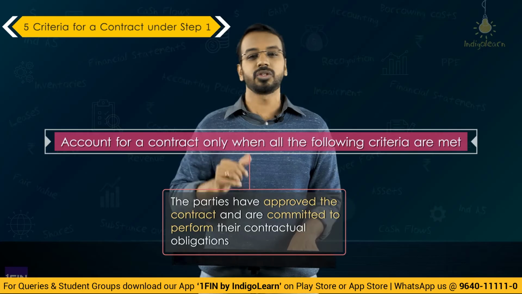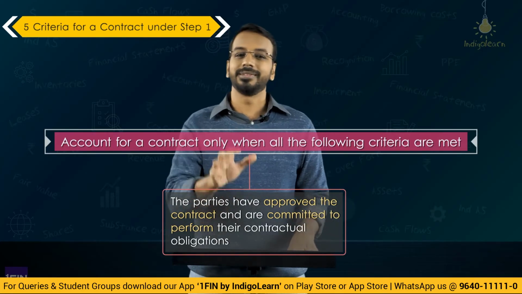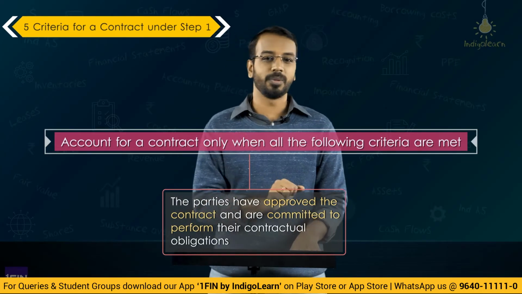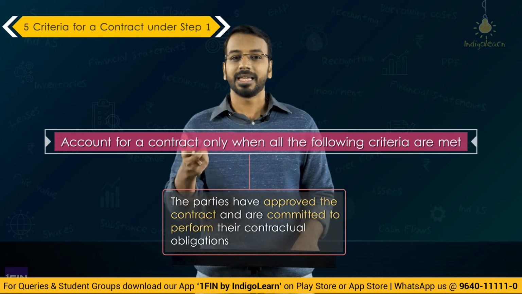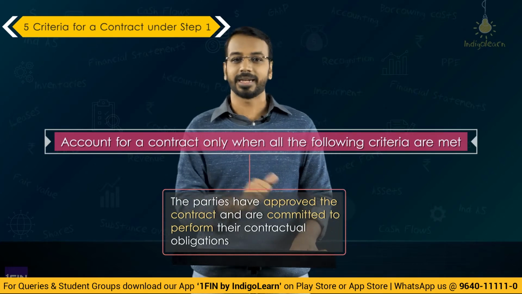Now, this involves a lot of judgment. But once the contract is approved, when the contract is signed off, generally we can assume that each party is committed to perform their obligation. That is the first thing. Otherwise, if they do not perform their obligation, they may be subject to penalties under the contract. That is the first condition.